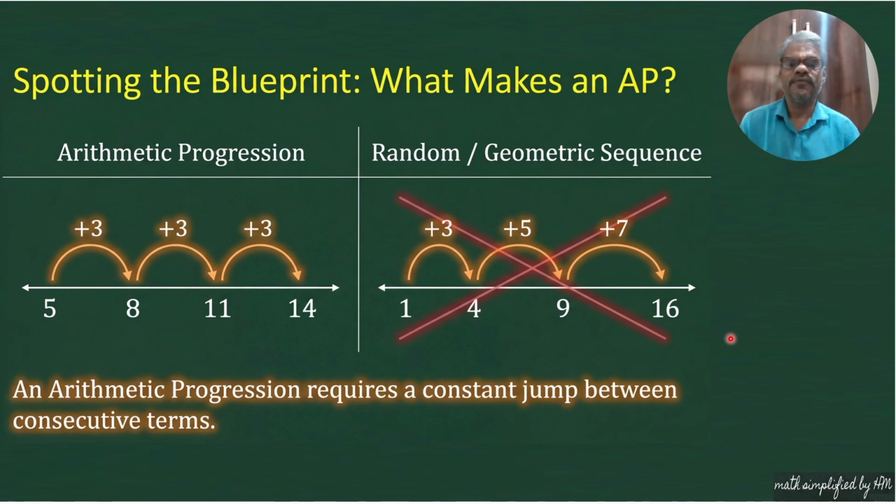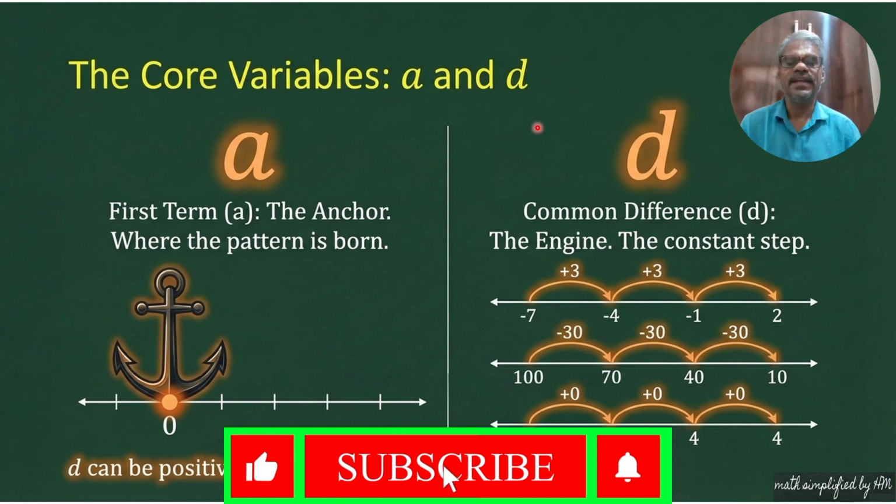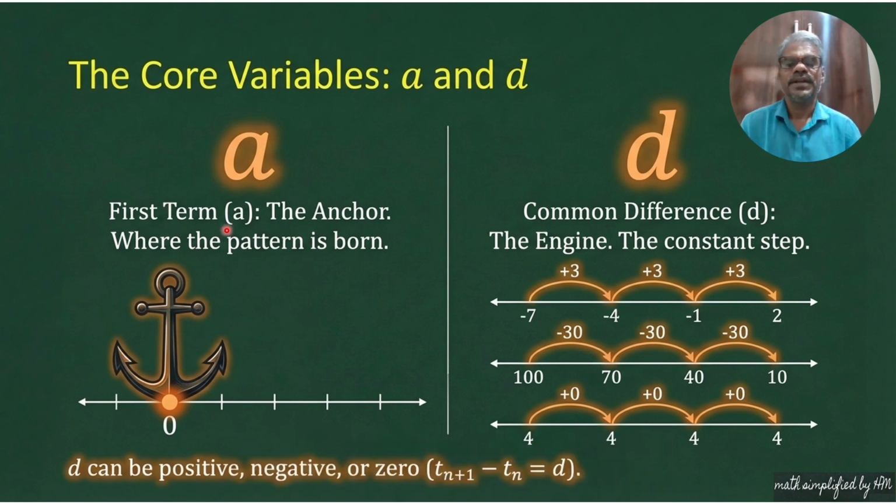We have seen the definition of arithmetic progression, and now we will summarize it. An arithmetic progression requires a constant jump between consecutive terms. The core variables of arithmetic progression are A and D. A is the first term. It is also called the anchor, where the pattern is born, or from where the progression starts. And D is the common difference. This is also called the engine or motor of the arithmetic progression.